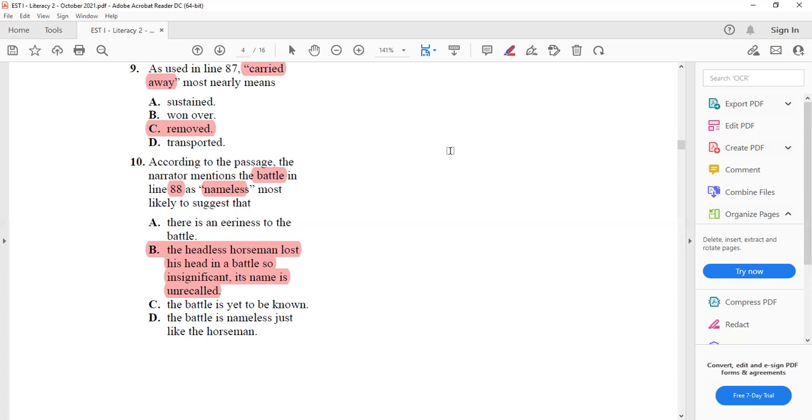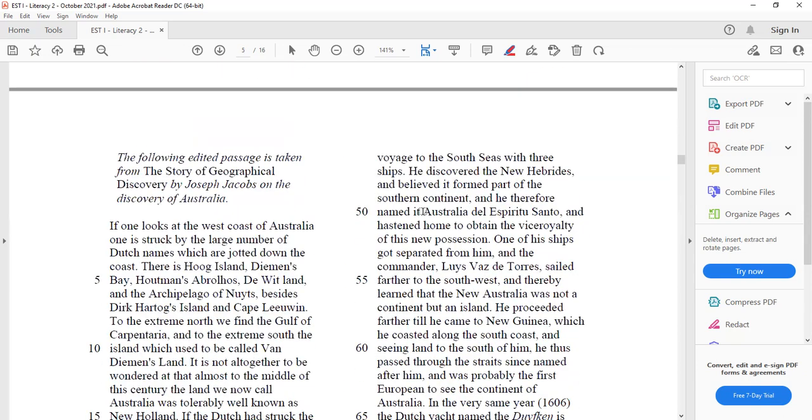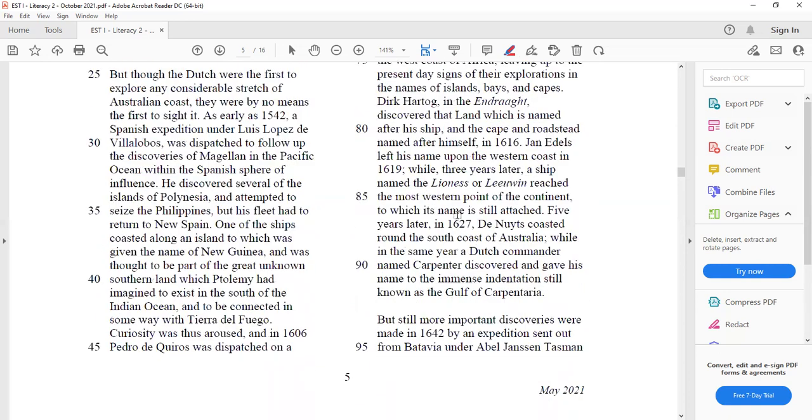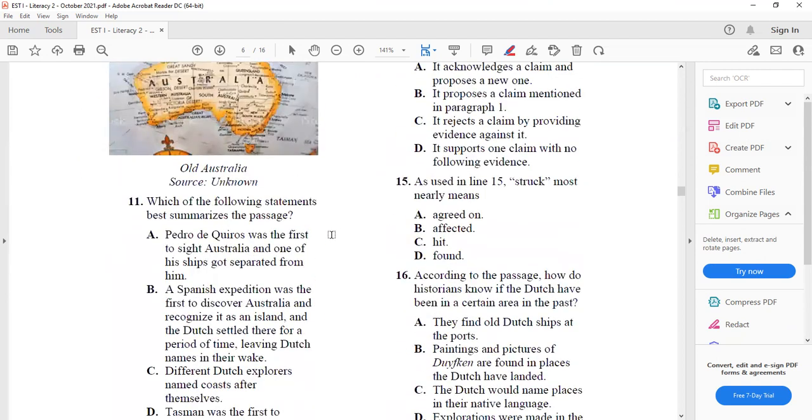Okay. Let's go to the second passage. Again, as we mentioned, you have to read the excerpt. The excerpt will give you information about the passage itself. So here it says the following edited passage is taken from The Story of Geographical Discovery by Joseph Jacobs, on the discovery of Australia. So we are talking about the discovery of Australia. Let's go to the questions directly. The first question is number 11. Which of the following statements best summarizes the passage?